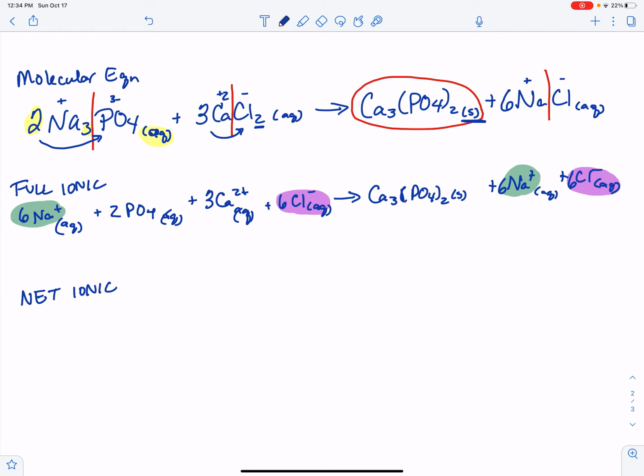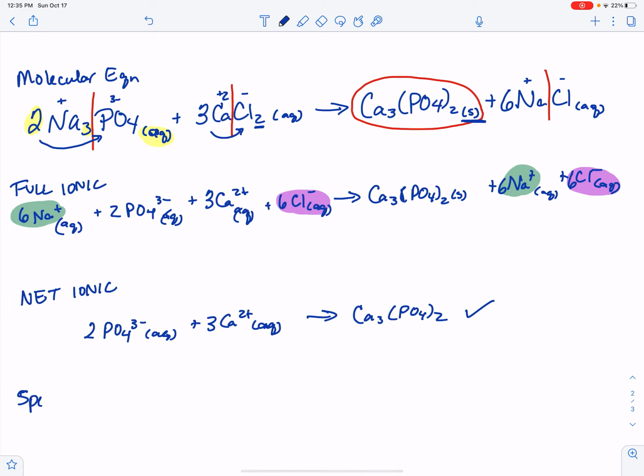So when I get to my net, I'm just going to have the 2 PO4 3- (aq) plus the 3 Ca2+ (aq). And again, the Ca might be written first, and then the PO4; we don't care which one you write first. It's just generally the positive thing first, but it really doesn't matter. And then that goes to Ca3(PO4)2. So this is the actual reaction that's going on. And then if we want to know spectators, we don't ever say how many spectators. They just want to know who is a spectator. So the stuff that's on both sides, that's what the spectator is.